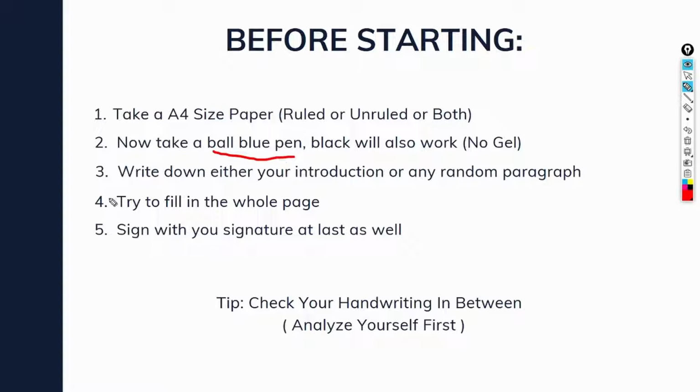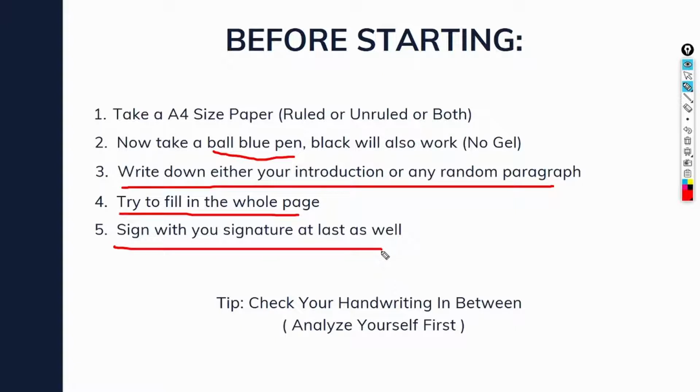And the third step is to just write down either your introduction or any random paragraph of about half a page. Just write something down. You can search anything on the internet and write it down, about half a page. Then try to fill the whole page as much as possible, and after that sign with your signature at last.